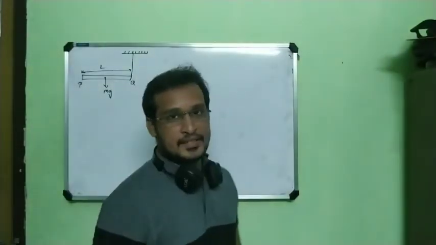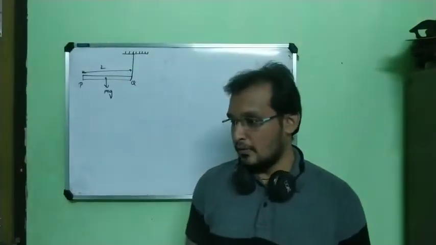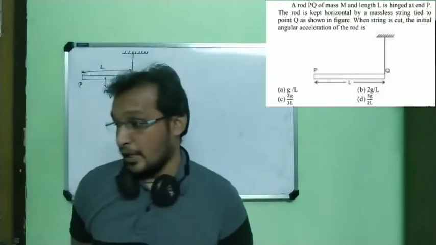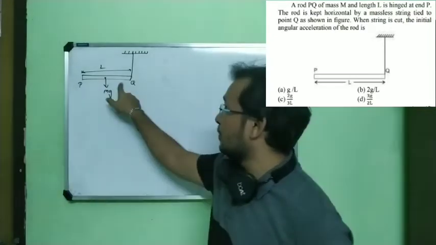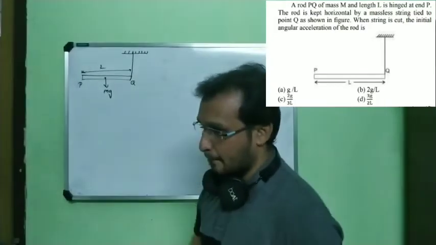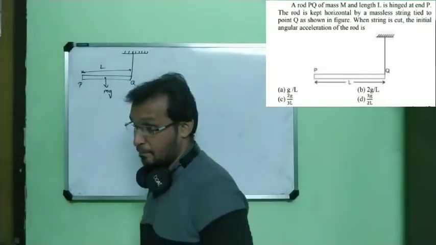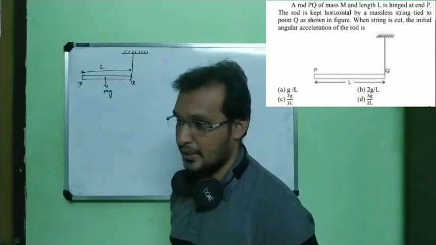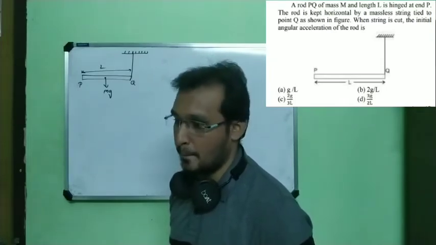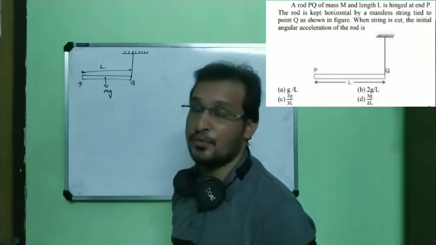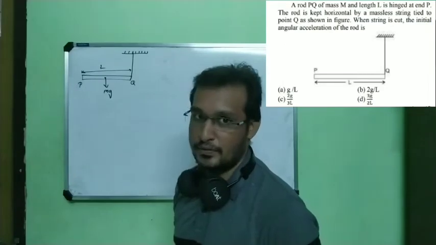So friends, this is our next question. Read the question. A rod PQ of mass m, so its weight will be mg, and length L is hanged at end P. The rod is kept horizontal by a massless string tied to point Q as shown in the figure. When the string is cut, we have to find the initial angular acceleration of the rod.